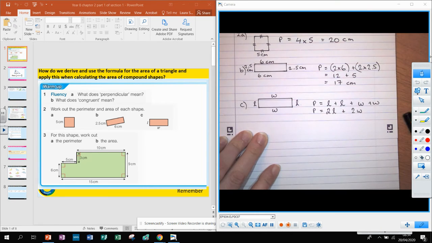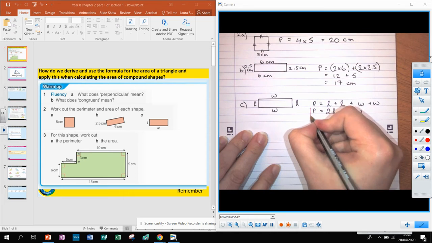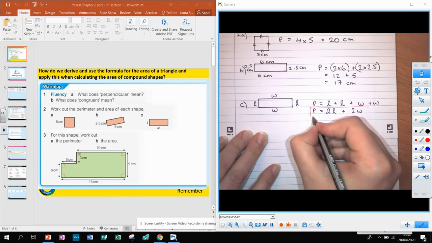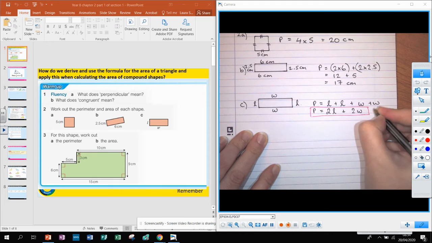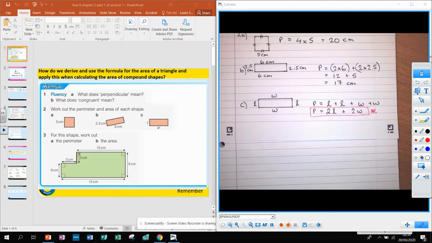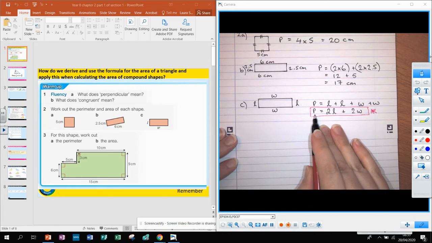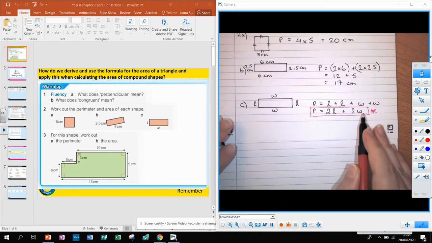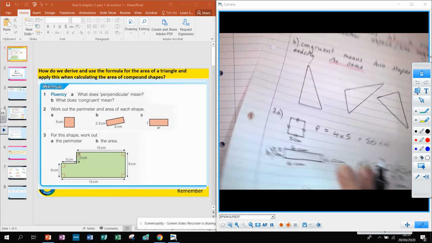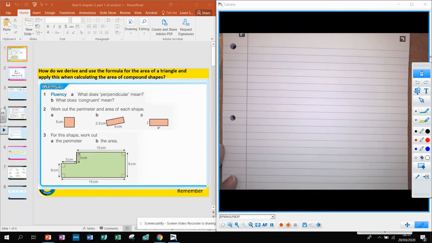And what we've actually done is come up with a formula for the perimeter of a rectangle. So that's quite a clever question. It forces you to come up with a formula without actually asking you to. Okay, so the perimeter of a rectangle would be 2 lengths plus 2 widths. Right, so we move on to question 3.